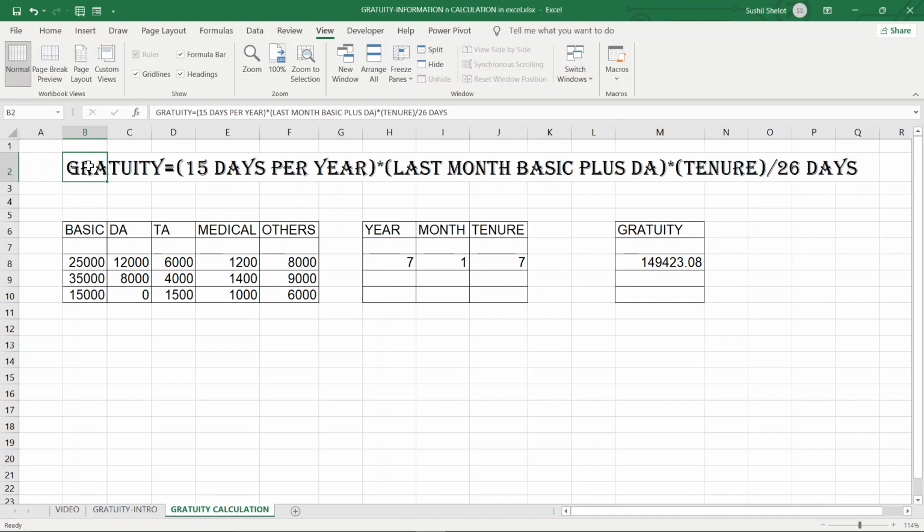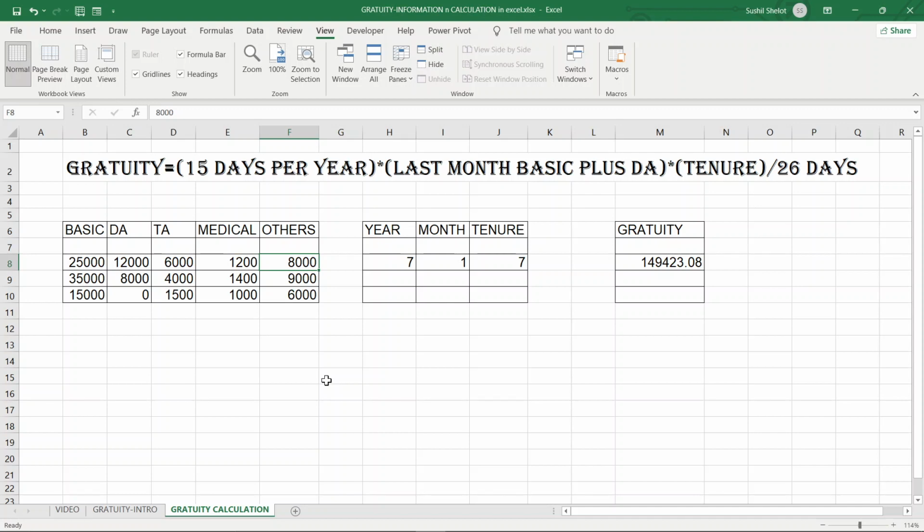So if I talk in numericals, it is 15 multiplied by last month basic plus DA into number of years divided by 26. Well, let's get on to examples so that I'll be able to explain you much faster and easier. So here the first employee listed here has got a basic of 25,000. The DA, that is dearness allowance, is 12,000 INR. The TA, that is traveling allowance, is 6,000 rupees. He or she is getting paid 1200 rupees for medical, and others are contributed to rupees 8,000.